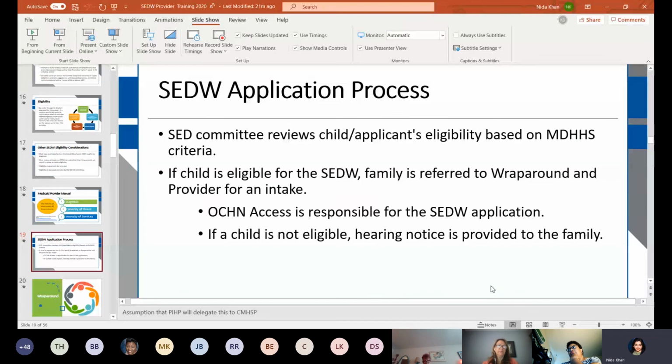And then we, the OCHN Access Department, are responsible for completing the application for SED waiver. And once it is all done, which is the Family Assurance Form, we will go over it in a little bit, it is uploaded into ODIN. That is something that when MDHHS comes for their audit, they always look at those applications to make sure that we have uploaded them and have a record. So it's very important to make sure we have those applications. If for whatever reason the child is not eligible, then a hearing notice is provided to the family. And this is handled again by the Access Department, which is basically Kim.